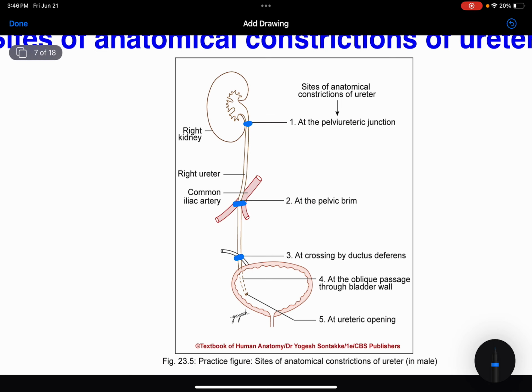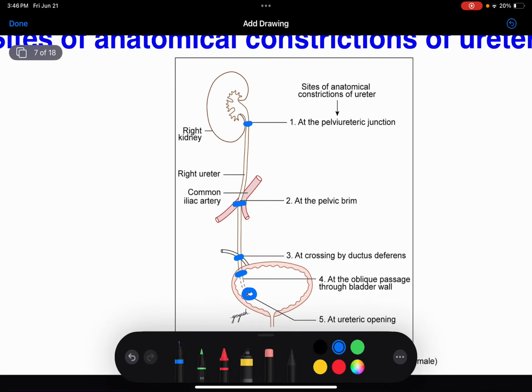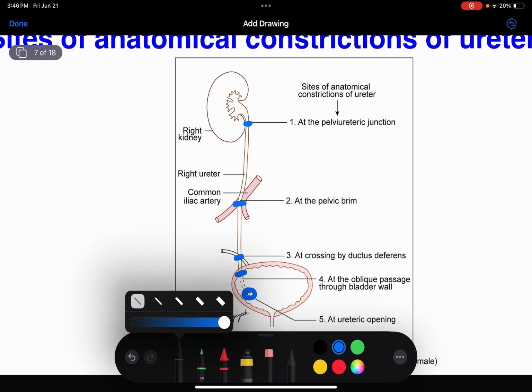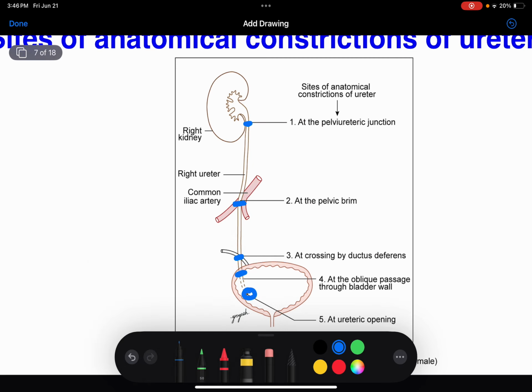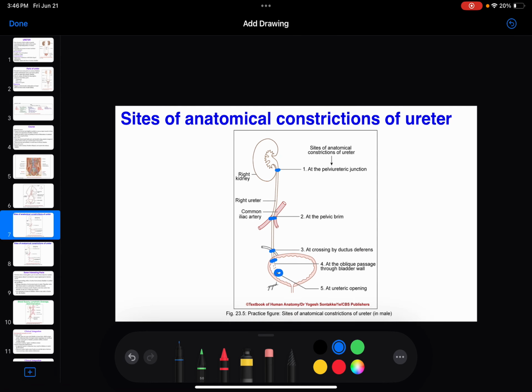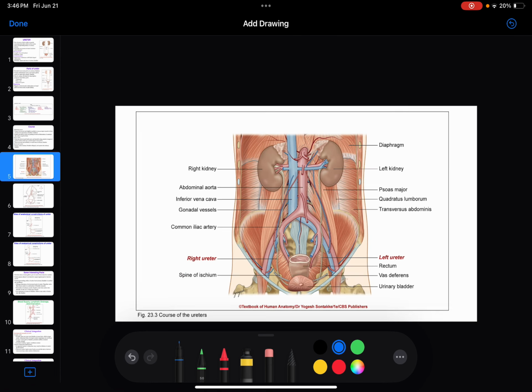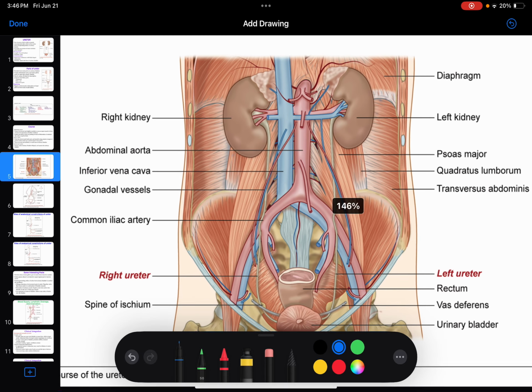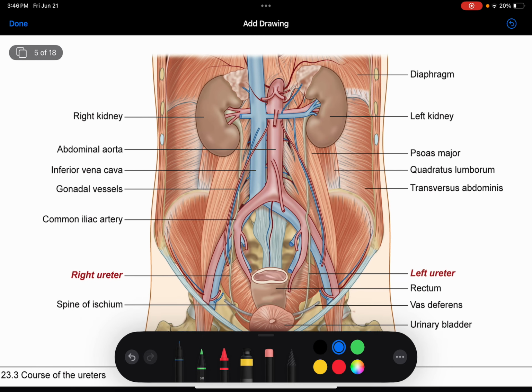Because of the crossing it causes constriction. Fourth one is when it enters into the bladder. So it is oblique. So this acts as fourth constriction. And finally when it opens into the urinary bladder, cavity of the urinary bladder, that will be the fifth constriction. So these are the various constrictions of the ureter. Then course, you can see the course here in this diagram. So course of the ureter.